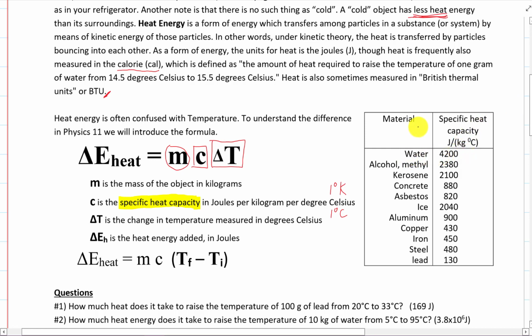And here, we have a listing of the specific heat capacities. Water holds a whole lot of energy. It can contain a lot of energy, but some metals don't hold a lot of energy. It doesn't take much energy to heat them up, but it takes a lot of energy to heat up water.